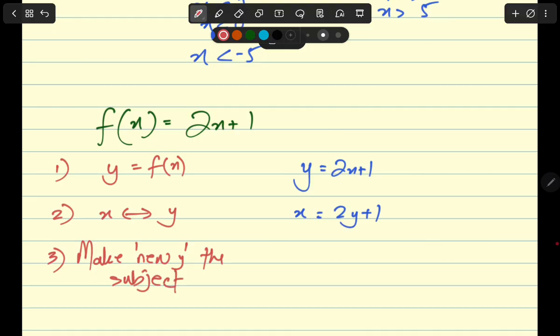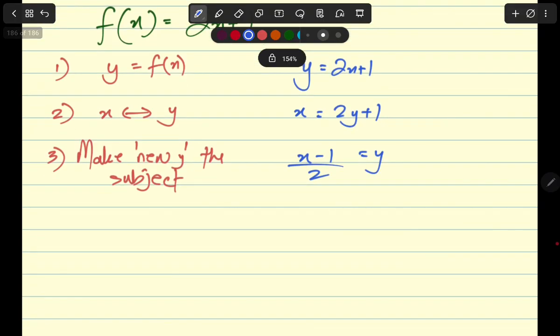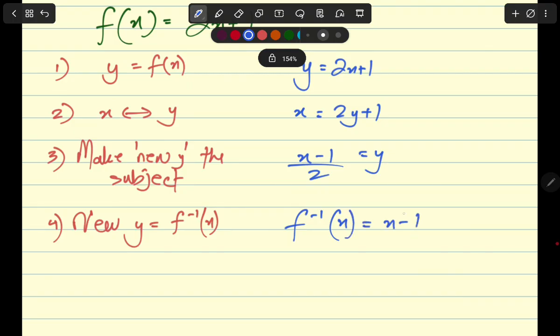Make sure that you are copying these four steps down. So this becomes (x minus 1)/2 is equal to y, right? Now the fourth step is very straightforward. New y is f inverse of x. So you will write down f inverse of x is half x minus half.